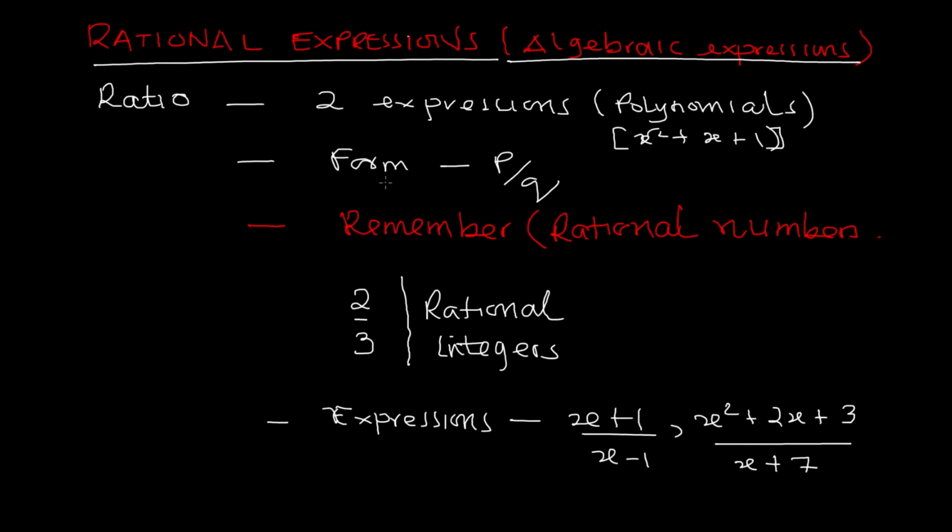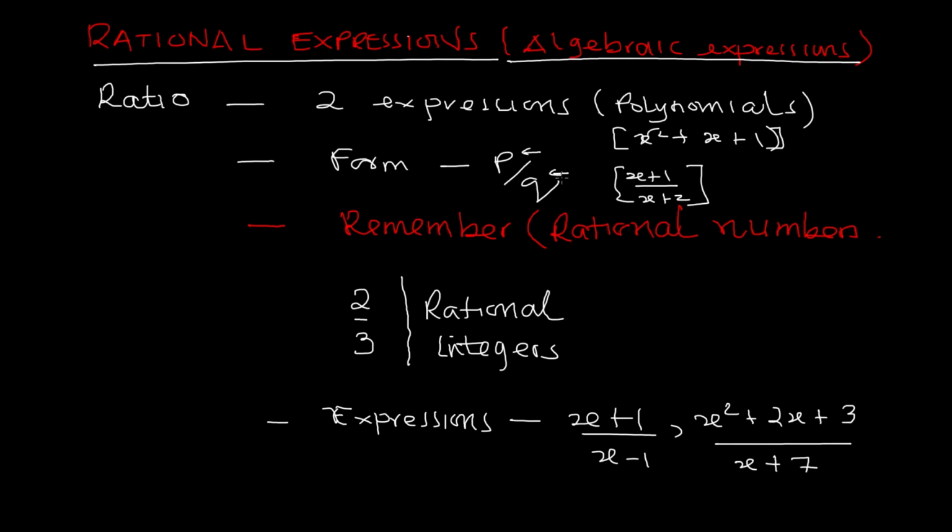So a rational expression will have maybe two expressions. There'll be an expression on top here and an expression below here. So we'll have maybe x plus 1 over x plus 2. So this is a rational expression.